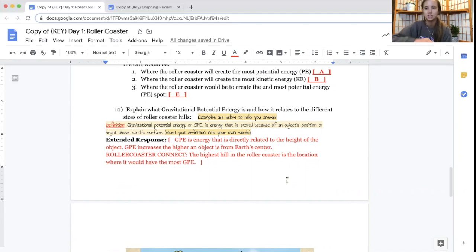The first part is just, what is it? Gravitational potential energy is directly related to the height of the object. GPE, the abbreviation for gravitational potential energy, increases the higher an object is from the Earth's center. Basically, if it's high off the surface, it's going to have a high gravitational potential energy. The higher it gets, the higher that GPE gets. So the roller coaster connection is the highest hill in the roller coaster is the location where we would have the most gravitational potential energy.